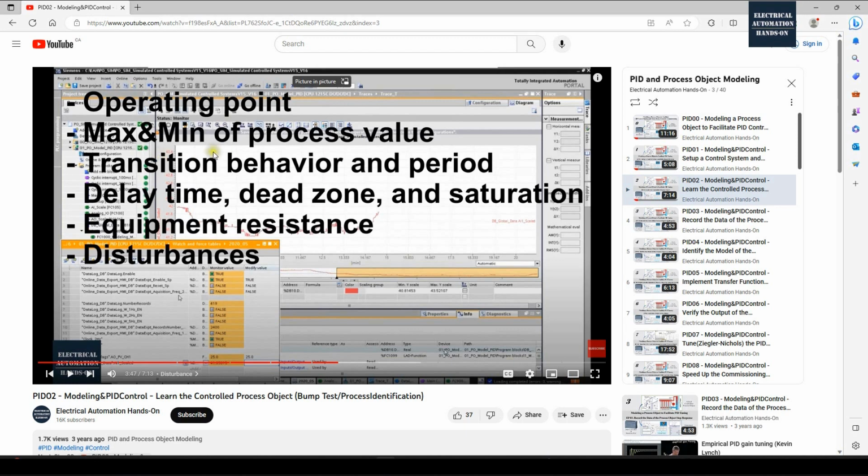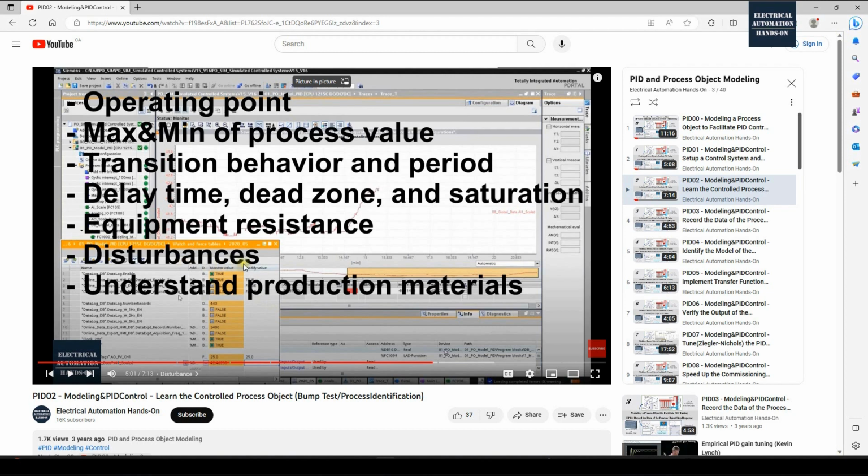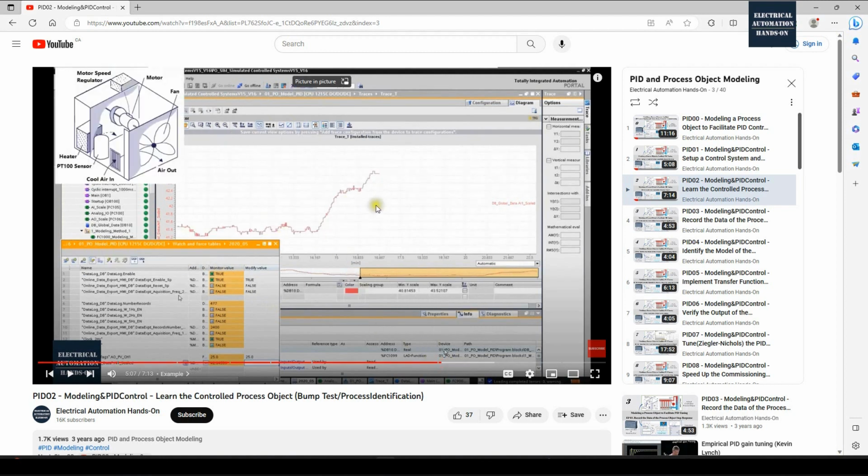And also you need to identify the maximum and the minimum of your process value. Some systems will be saturated after a while if you turn on the heater for a long time. So the temperature cannot go on anymore because your system has a limitation, right? And in the meantime, you need to write down the delay time, dead zone, and the saturation, as well as the disturbance of your system. And then you can record your system response based on your bump test. You can give the analog output to regulate your system, and then you can review the response of your system.